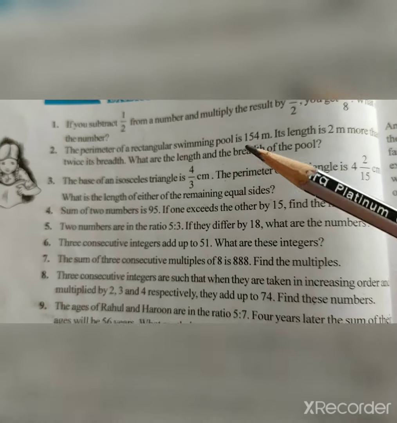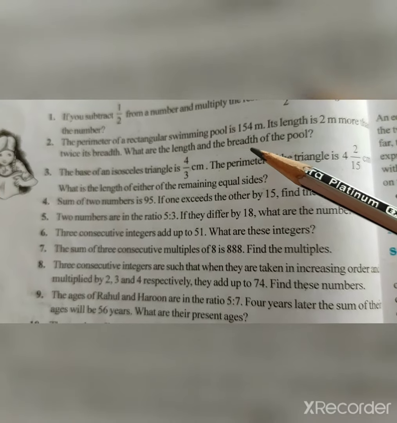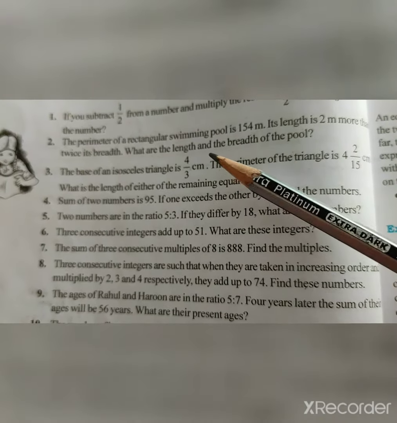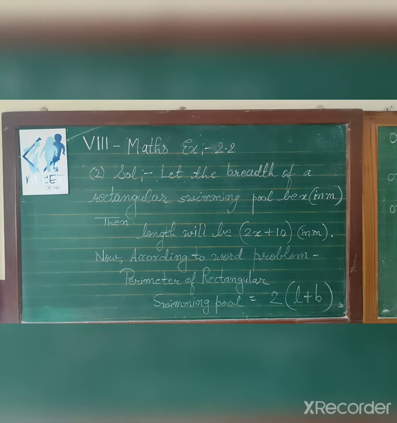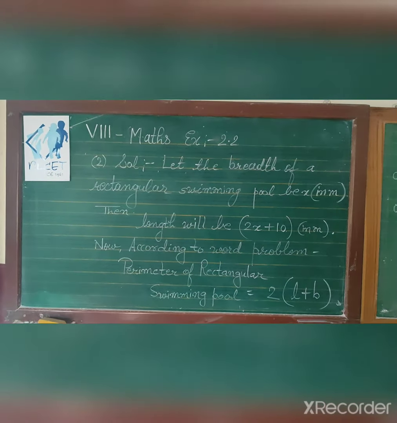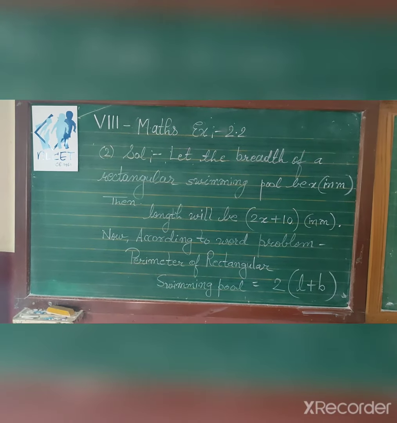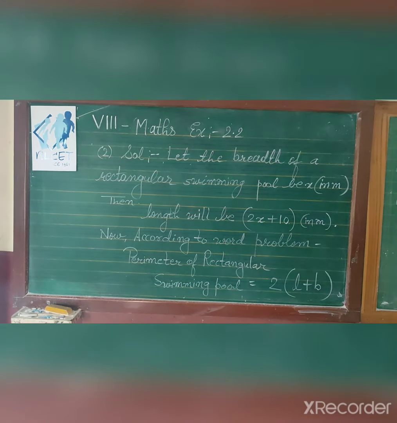Then we will use the formula of perimeter and then calculate the length and breadth. What are the length and breadth of the pool? So I will form the equation, then you will solve the equation by the transposition method. Okay. So first we will assume let the breadth of the rectangular swimming pool be x in meter, because perimeter is given in the meter unit. Then length will be twice the breadth more than 10. So length will be 2x plus 10 in meter.